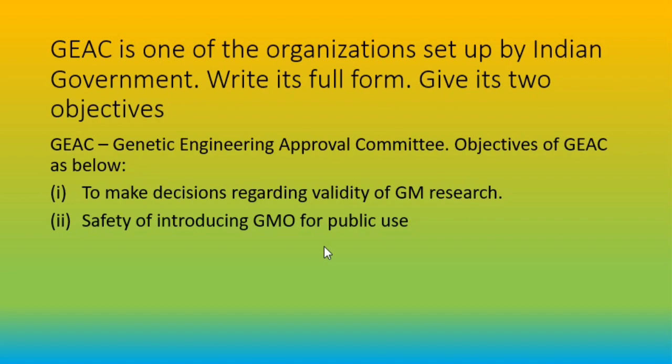GEAC is one of the new organizations set up by the Indian government. Write its full form. GEAC stands for Genetic Engineering Approval Committee. Now give its two objectives. There are objectives like decision making regarding validity of GM research. Anybody doing research in India should get their permission, to get approval for the validity of their research, and also the safety of introducing genetically modified organisms for public use.